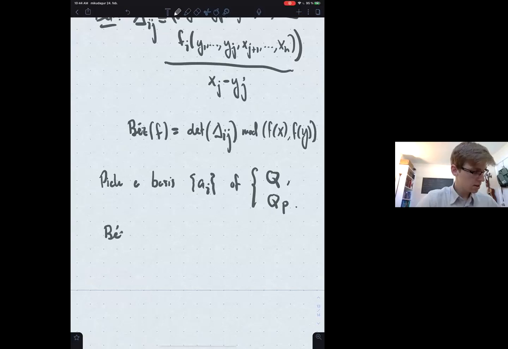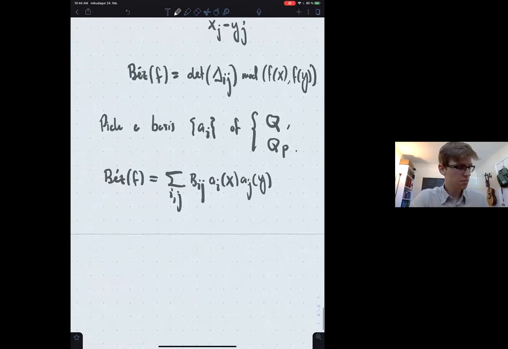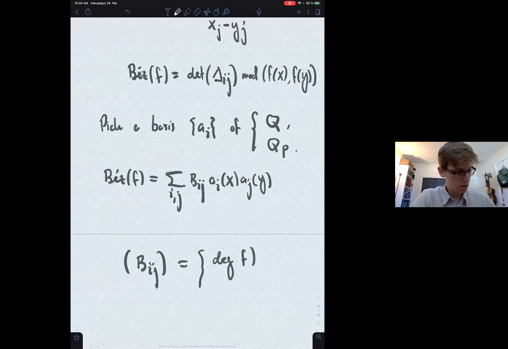You write your Bézoutian as a sum over i and j. You have some coefficients, and you just write it in terms of the basis on the x variables and y variables. And then the matrix Bij computes the global degree in the global case or the local degree in the local case. So this is the global degree if you're working globally, and this is the local degree if you're working locally.